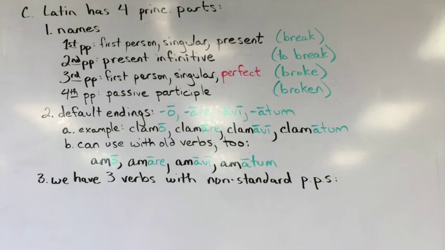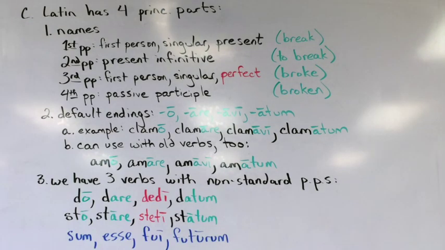However, we do have three verbs so far with non-standard principal parts. You'll notice that I asked you to make specific vocab cards for these three words for that reason. Those three verbs are do, dare, dedi, datum; sto, stare, steti, statum; and sum, esse, fui, futurum. You'll notice that with do, it's got a D and a D in it. For sto, it's got a T and a T.